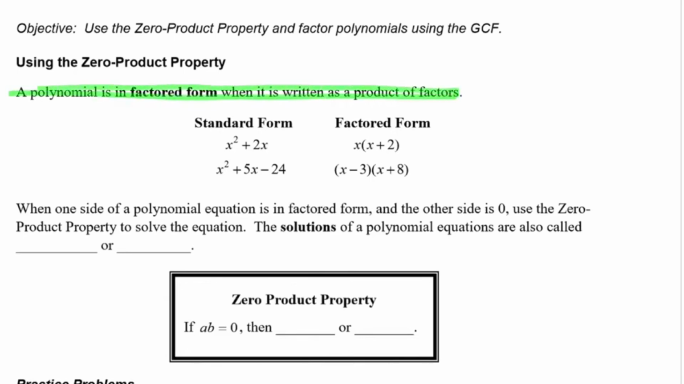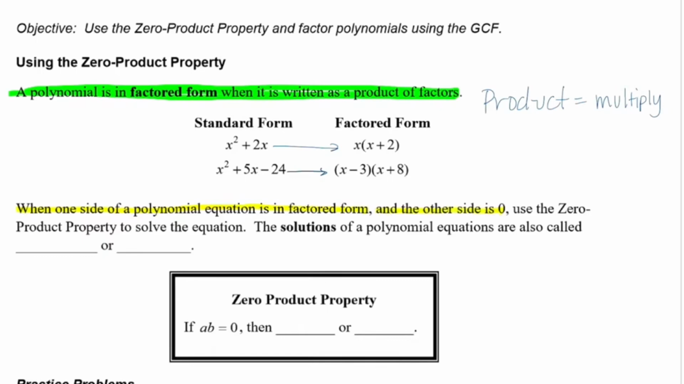So if it's in factored form, we have two things that are multiplied together, whereas standard form has pluses and minuses. So if I have standard form, which is x squared plus 2x, whereas if we write it in factored form, we have x multiplied by x plus 2. x squared plus 5x minus 24 is equal to x minus 3 times x plus 8. So we have two things that are multiplied in factored form, and all of them are added in standard form.